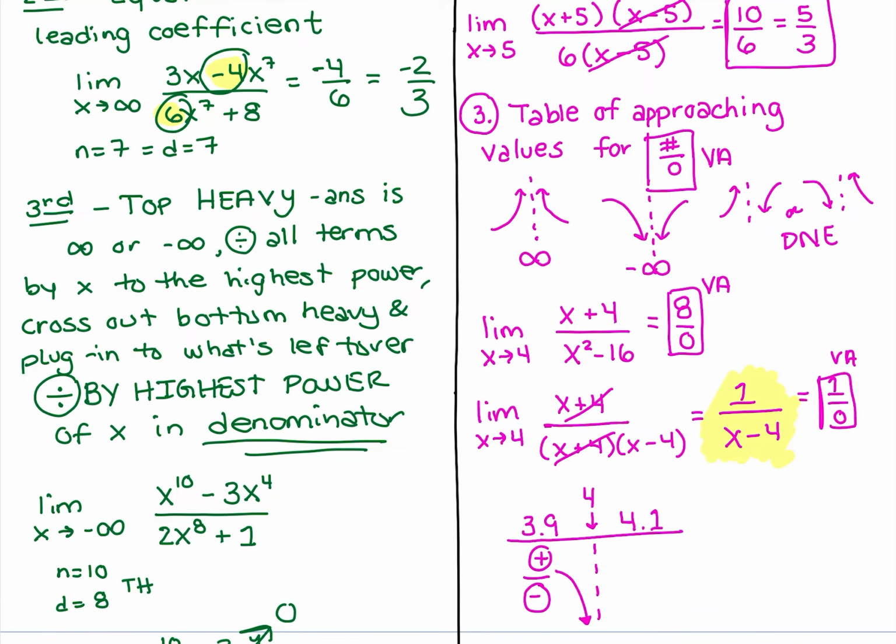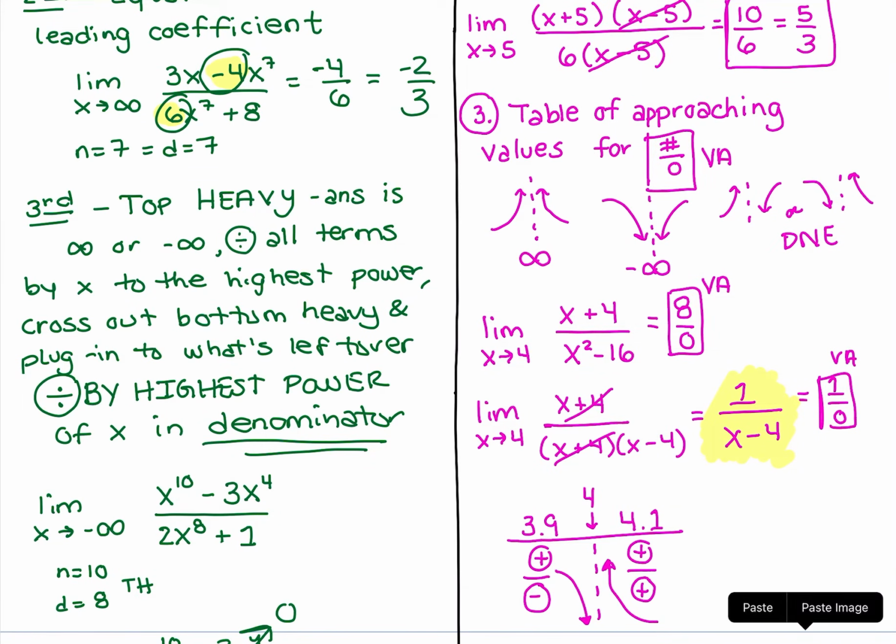So let's plug in 4.1 to this factored form. The top is 1, so the top is positive. We don't care about the value we get, we just care about the sign of it. And then in the bottom, we have 4.1 minus 4, which is going to be a positive. So this arrow is going to be an up arrow.